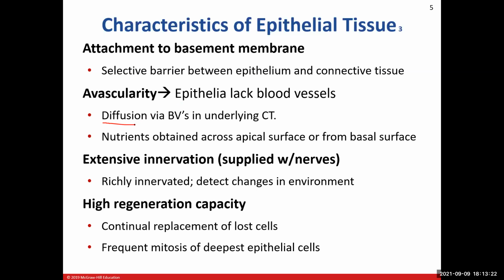What it is, is that the cells in the epithelial tissue then have to get their nutrients and get rid of their waste via diffusion. That's because there are blood vessels in close proximity, usually in that connective tissue there.